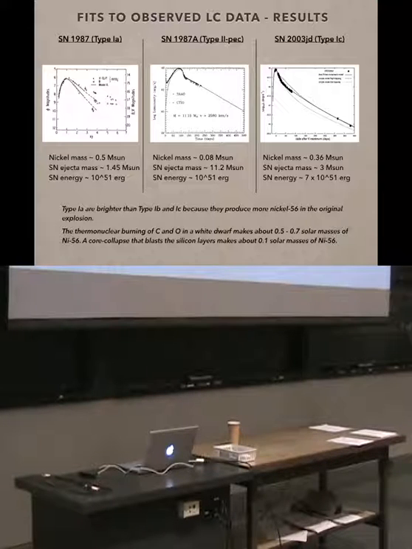So just by looking at that, we get a lot of information. First of all, we answer the question of why type 1As are consistently brighter than type 2s. That's because they produce more nickel.